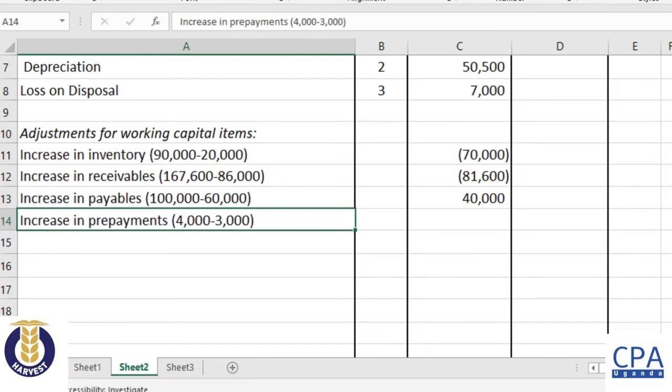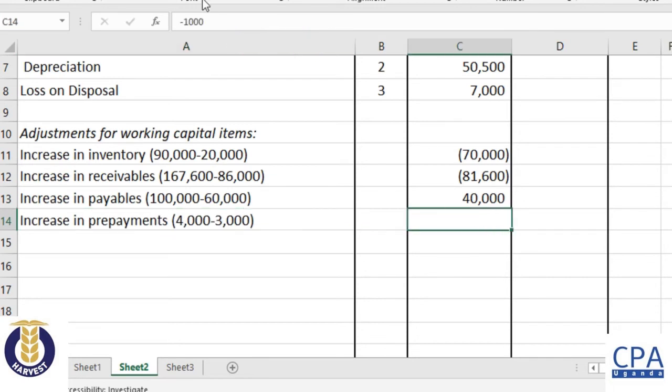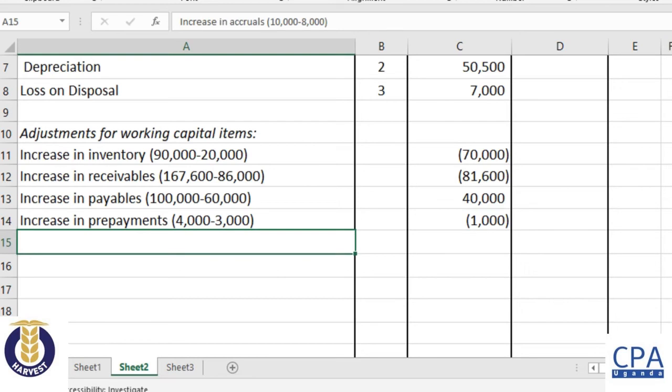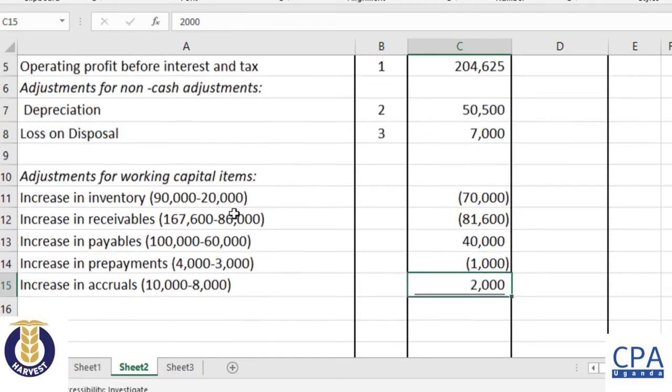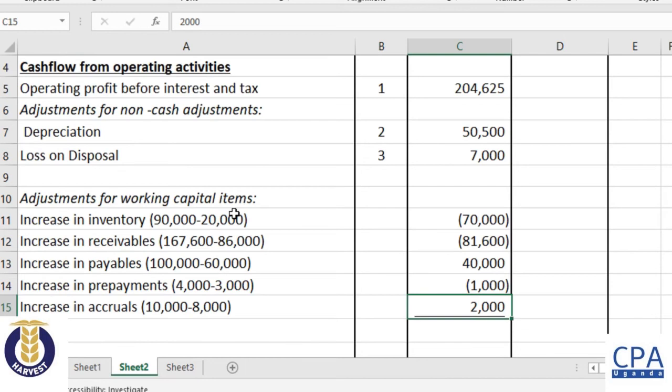And then we have an increase in prepayments. Definitely that is an outflow of 1 million there. Finally, we have the accruals, which jumped from 8 million to 10 million in 2014, and that is an inflow of 2 million. So these are the working capital items that you were supposed to consider for our cash flow statement.